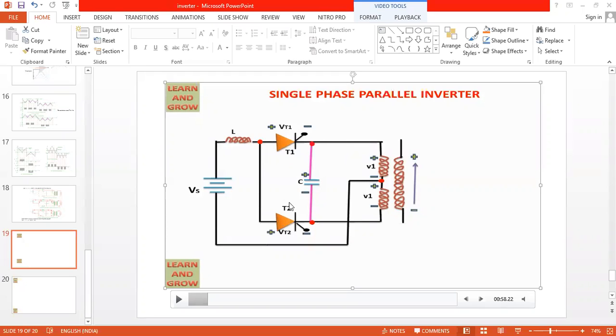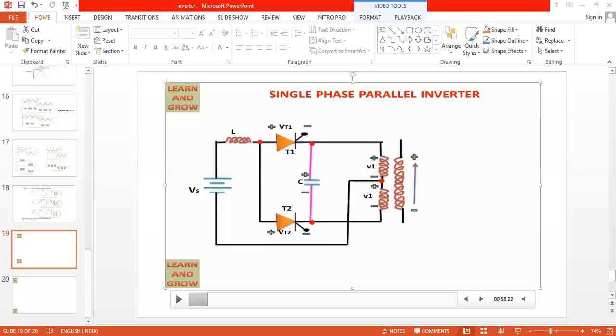Right. So, in Unit 4, good afternoon to everyone. Today's class we discuss the single phase parallel inverter.